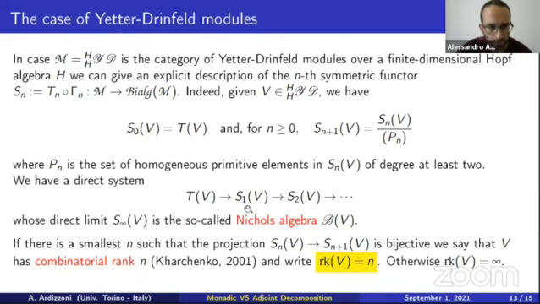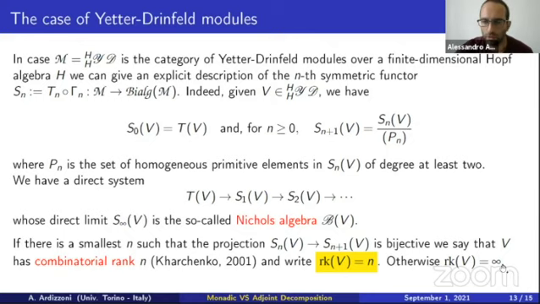If there exists a smallest n such that the projection of Sn to Sn plus 1 on an object V is bijective, then V is said to have combinatorial rank n. This is a notion due to Kharchenko, and we will write rank of V equal n in this case. Otherwise, it can be infinite.